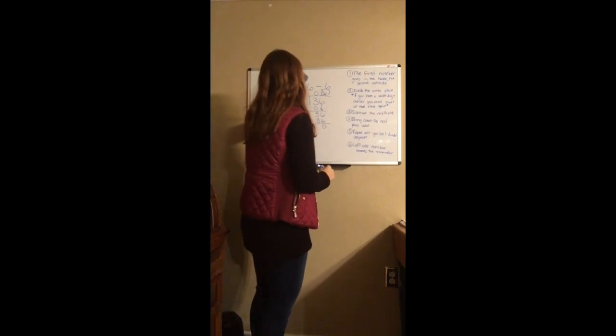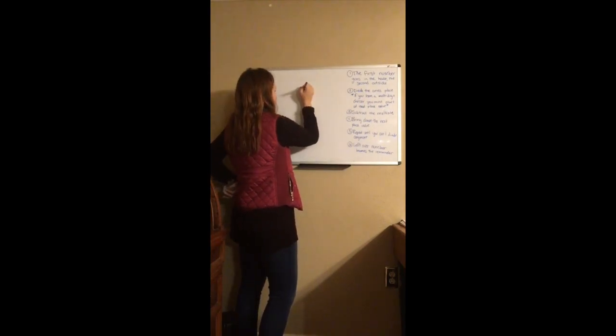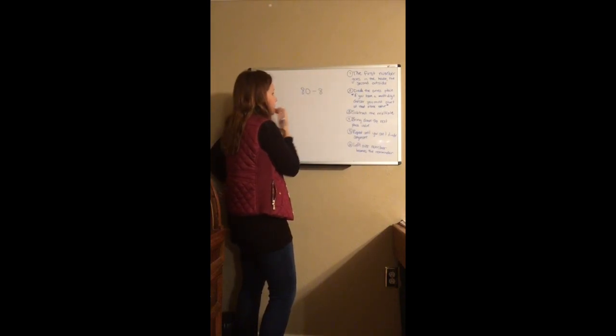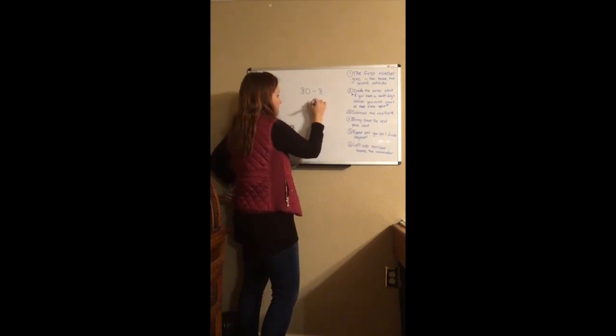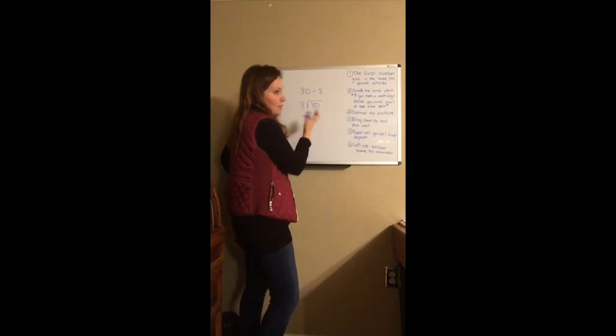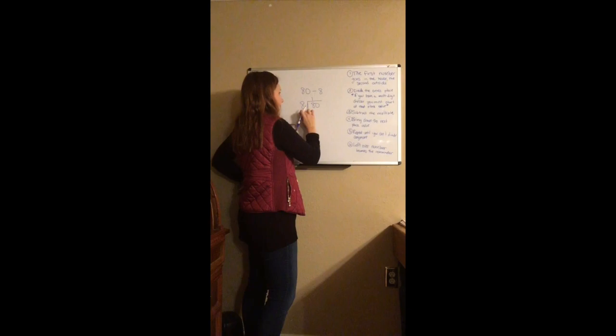All right, let's look at one that's a little different. So we have 80 divided by 8. So first number goes in the house, second number goes outside. So 8 goes into 8 how many times? 1. 8 times 1 is 8.